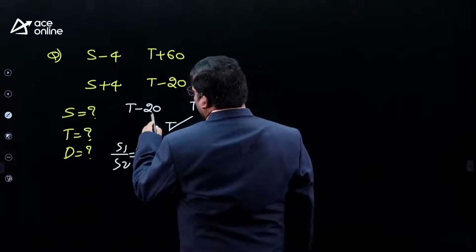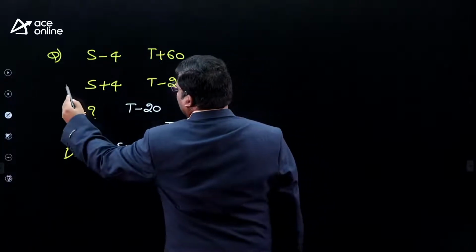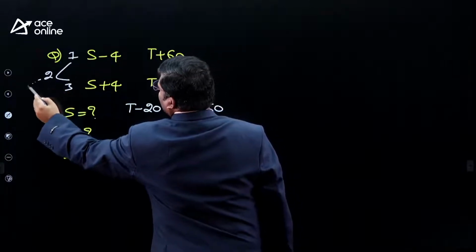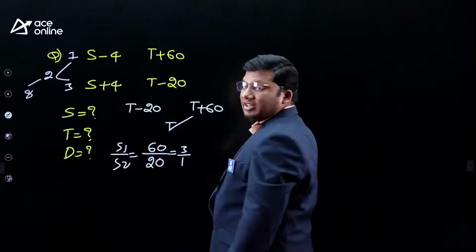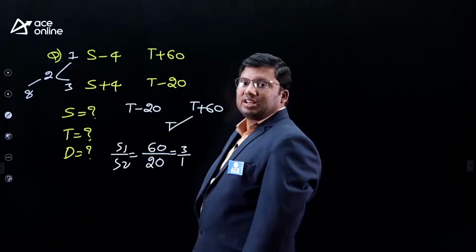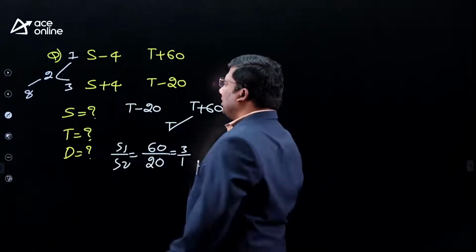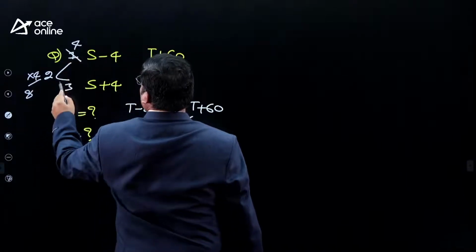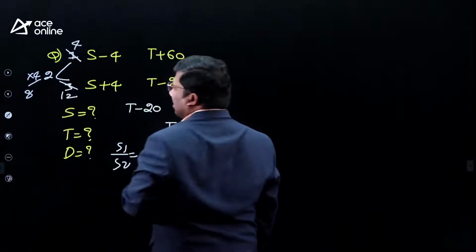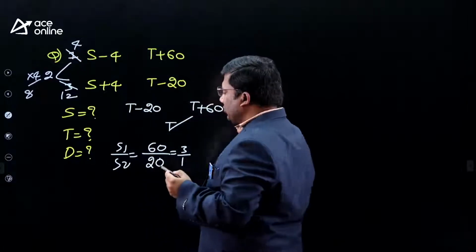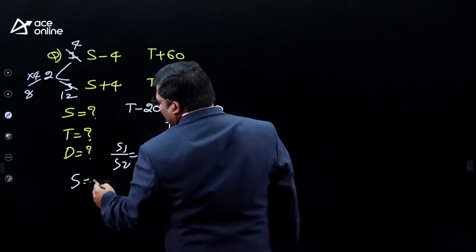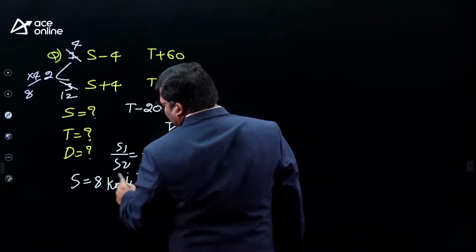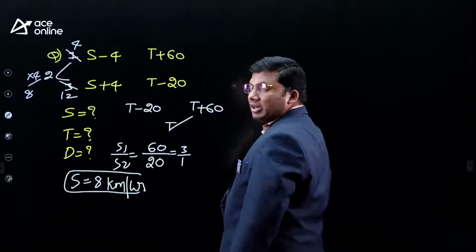So T minus 20 corresponds to 3, and here it is 1. The difference is 2, and according to the question the difference is 8. Are you all with me? So we multiply by 4. S minus 4 is 4 kilometers per hour, so S is 8 kilometers per hour, and S plus 4 is 12 kilometers per hour.